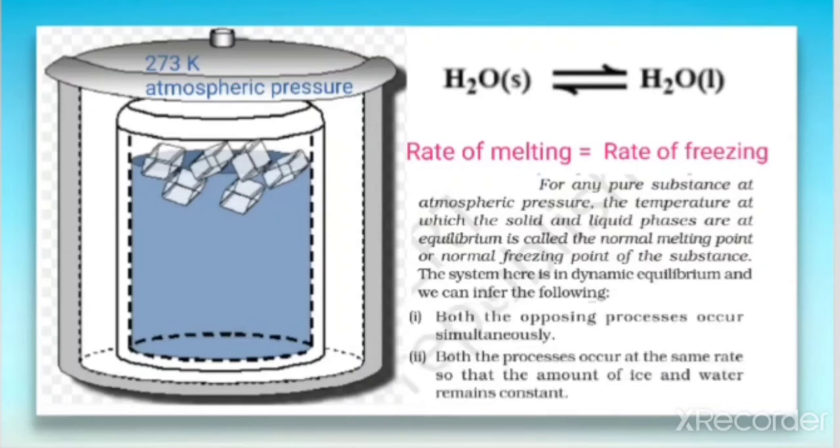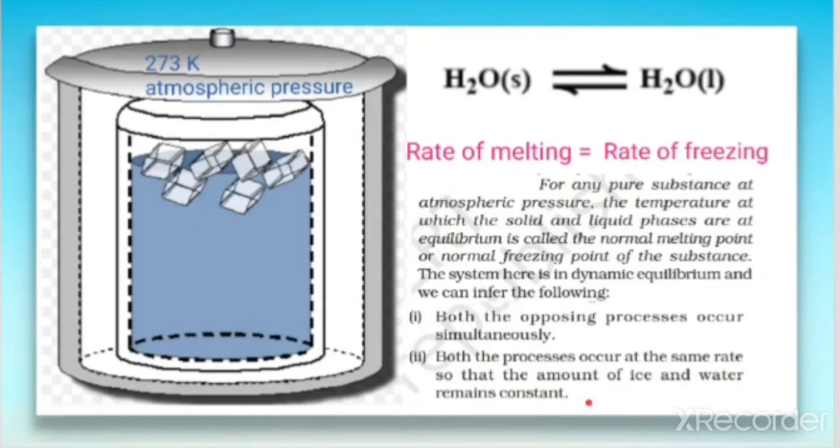That is, both the opposing processes occur simultaneously. Which are the two opposing processes taking place? That is, melting and freezing. Both the processes take place simultaneously and at the same rate, so that the amount of ice and water remains constant.